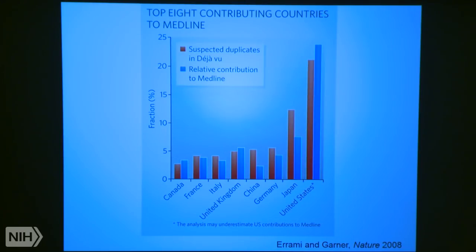And you might say, okay, you talked about all that fabrication and lots going on in Asia or South Africa. That doesn't really impact us here, but there were those cases here also. It turns out that if you look at the suspected duplicates and the relative contribution to Medline, there's really no difference based on where you come from. Still, most of the data that gets published in Medline comes from the US, and most of the suspected duplicates come from the US.